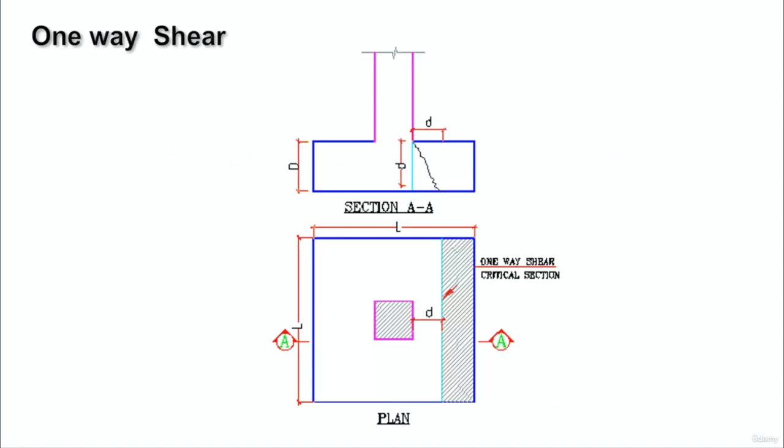Next let's discuss about one-way shear. So here you can see that one-way shear is acting in only one direction, whereas the two-way shear takes place in two directions simultaneously. So this is the critical section for one-way shear. One-way shear takes place at a distance of d from the face of the column. So this section is the critical section for one-way shear. This perimeter we need to consider while calculating the one-way shear. Again here d is the depth of the footing. This d we need to consider.